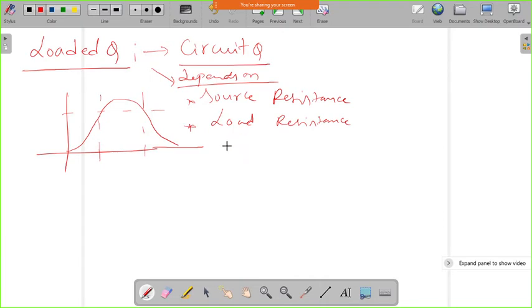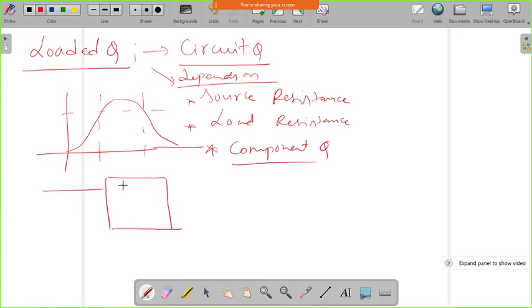Okay, and also it depends on the individual component Q. So individual component Q. Now if I have a circuit, and I take this one as a resonant circuit, with the series resistance Rs and the load resistance RL, and if I apply the voltage here on the source side.